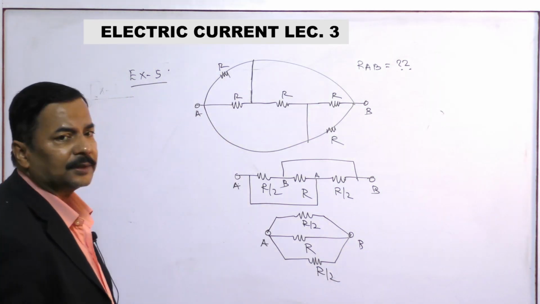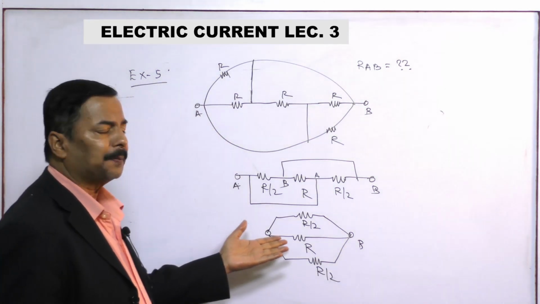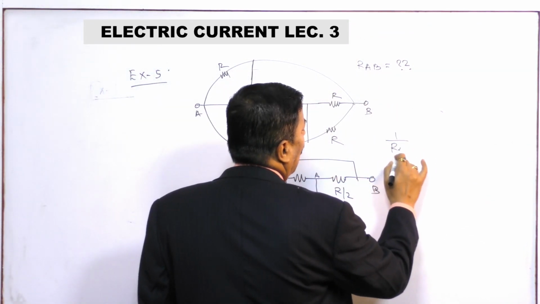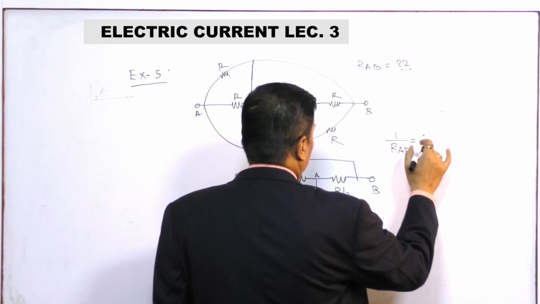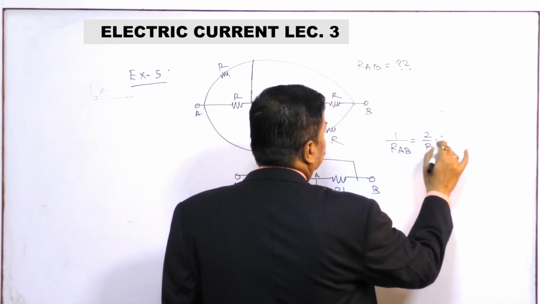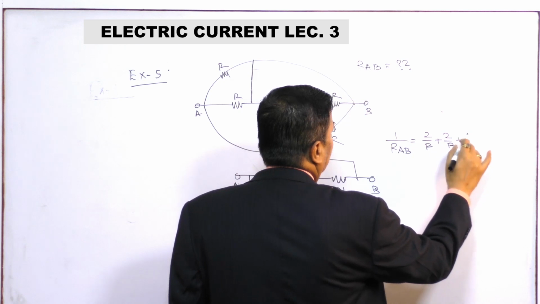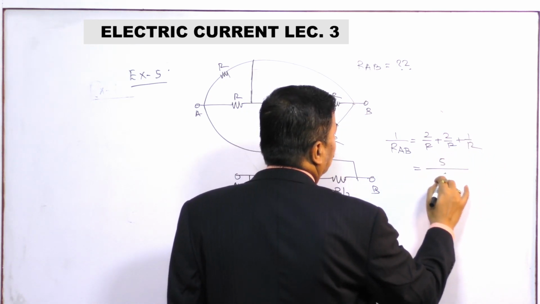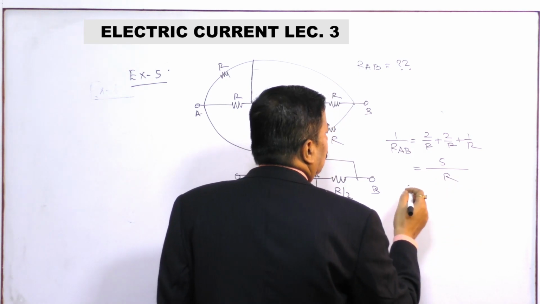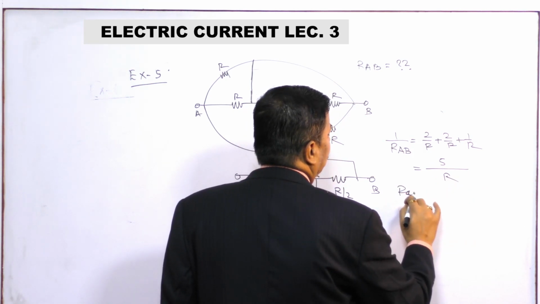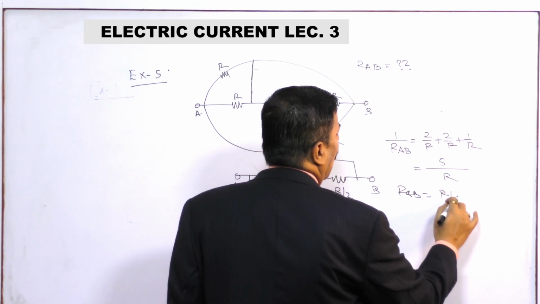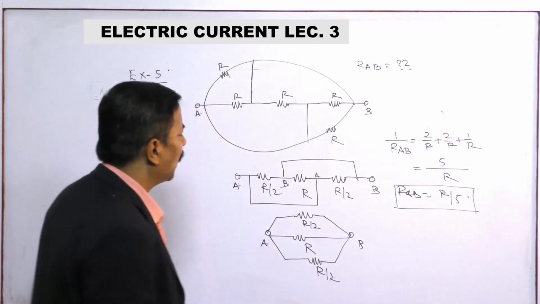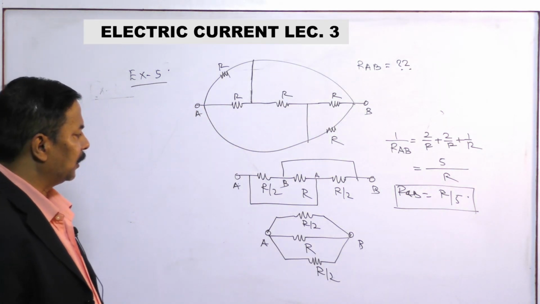Now it is very simple because it is parallel. So 1 by R equivalent, what can we write? 1 by RAB is equal to 2 by R plus 2 by R plus 1 by R. That gives you 5 by R. So RAB is equal to R by 5. This is your answer. This way you can give the answer to this question.